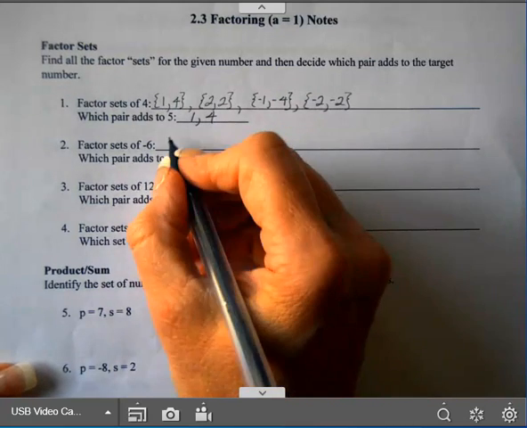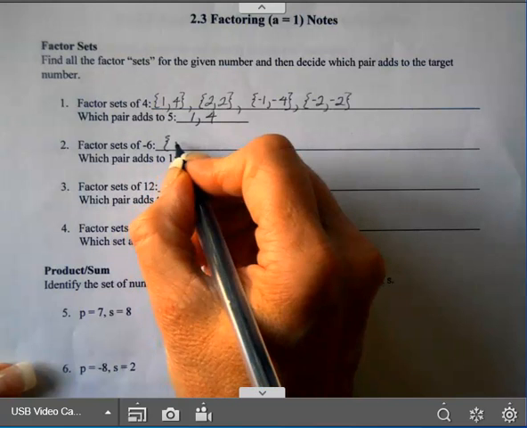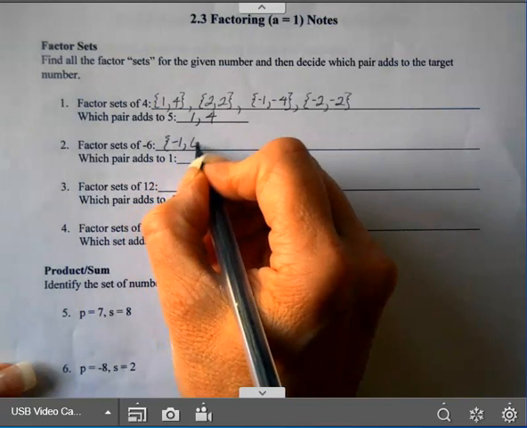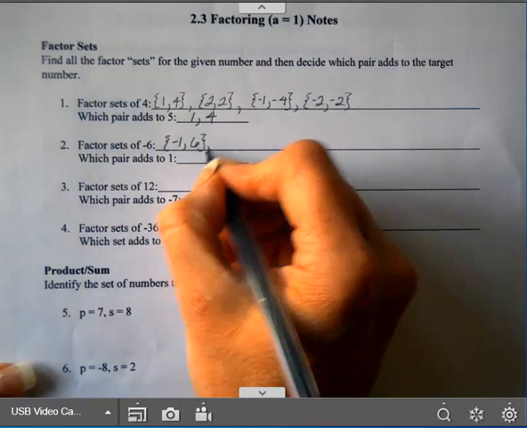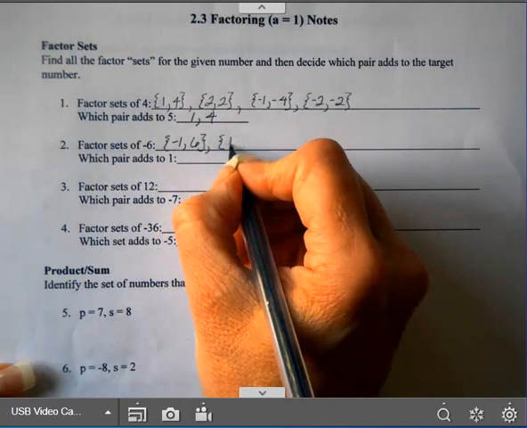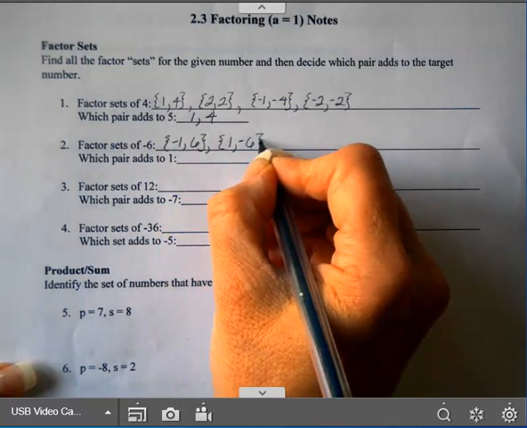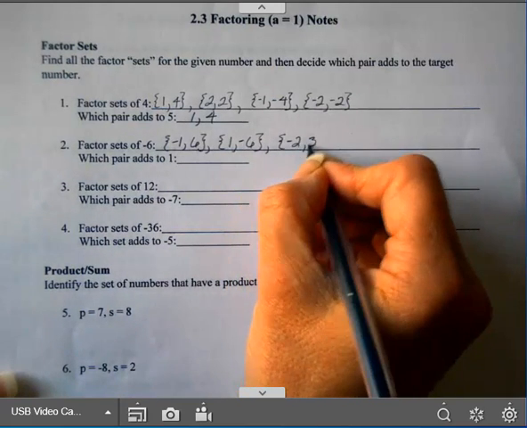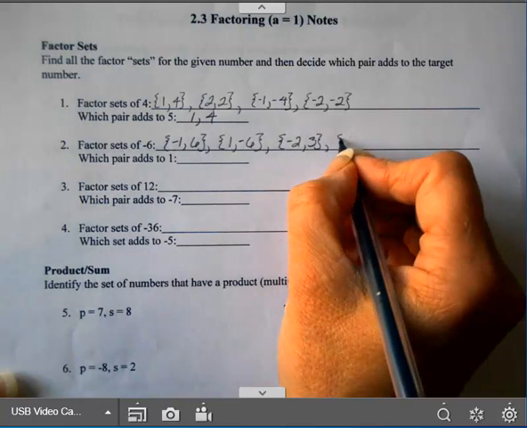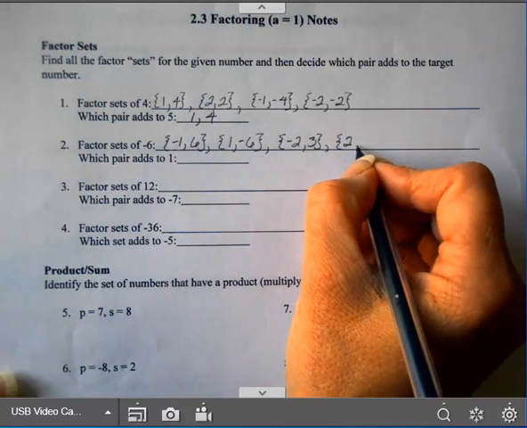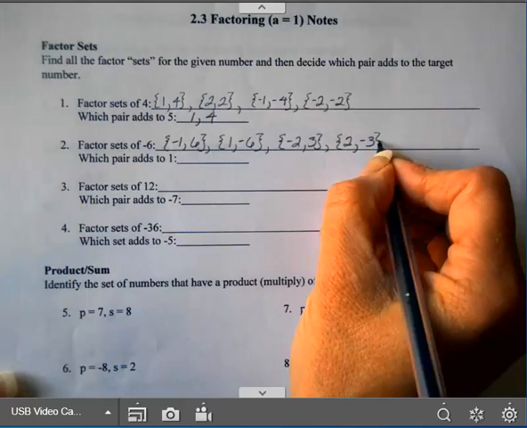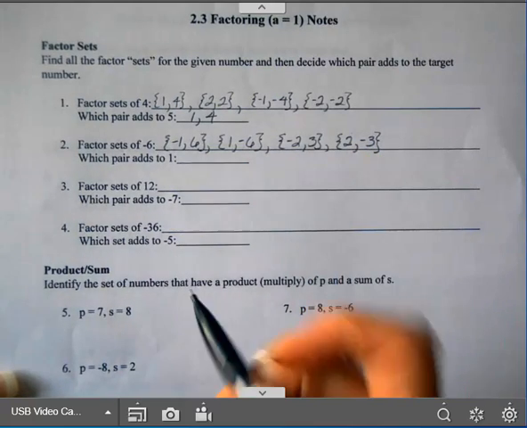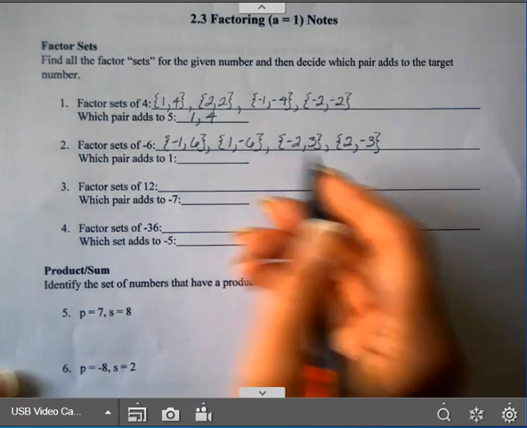Factor sets of -6 are -1 and 6. I can switch those around and do +1 and -6. Or -2, +3. Switching those around, I could have +2 and -3. And the set that adds up to 1 is the -2 and 3.